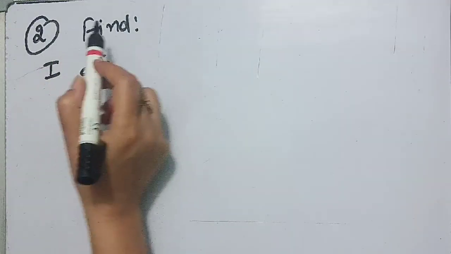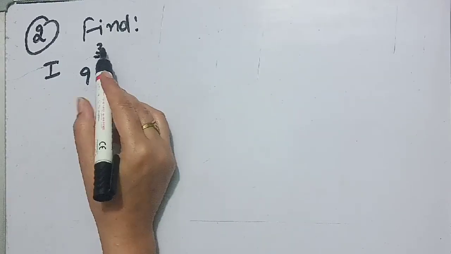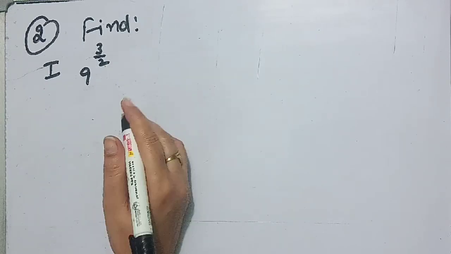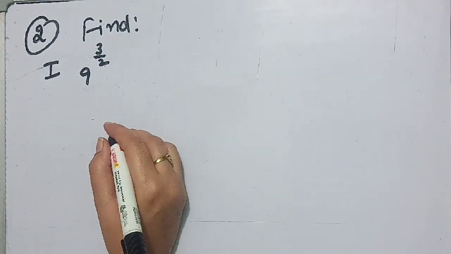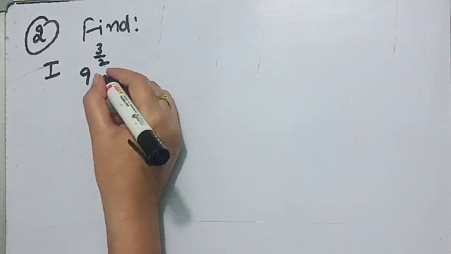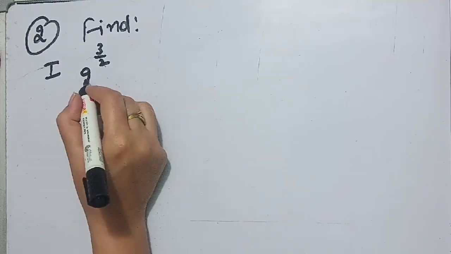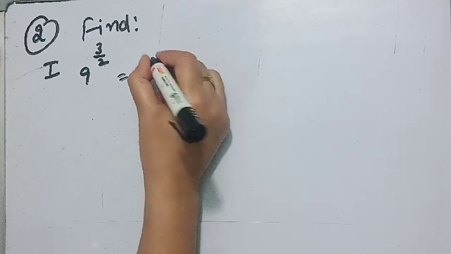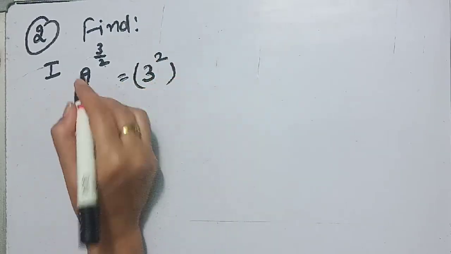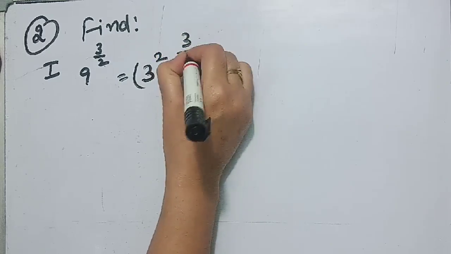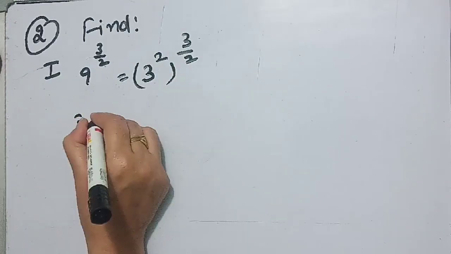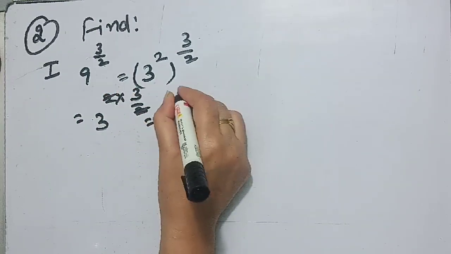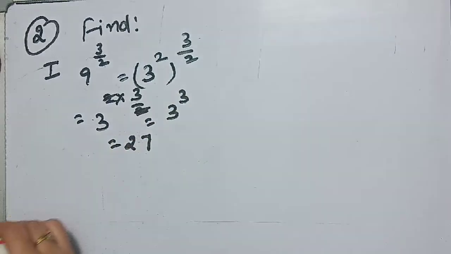Now question second is again find. First part is 9 power 3 by 2. Similarly, in the first question we used one identity, a power m raising to n is equal to a power m into n. Similarly, that identity is used in this question. Now when you make the factors of 9, you will get only the prime number 3. Now 3 square is 9. You will get 3 power 2 raising to power 3 by 2, and these both powers will be multiplied. That is 3 cube. 3 cube is equal to 27.